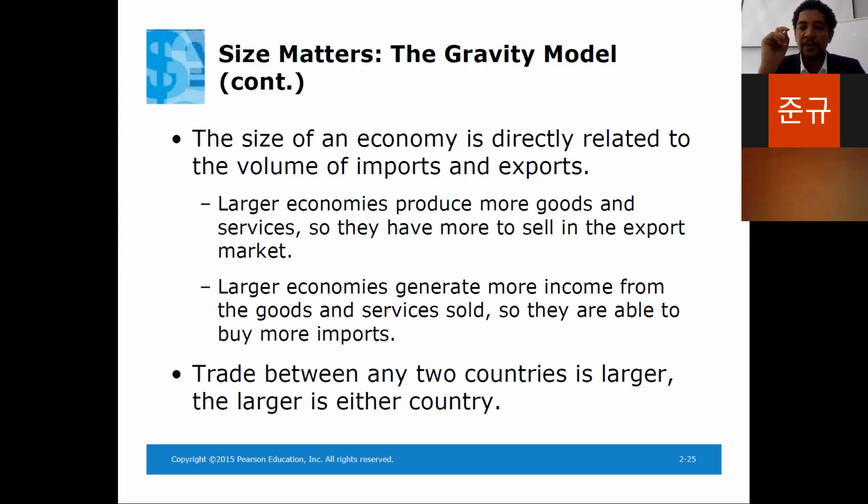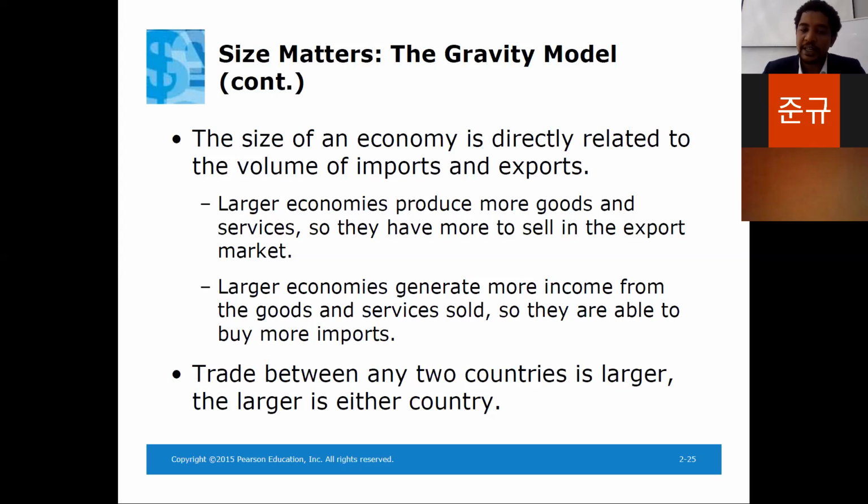Okay, let me explain this simply. When we say imports to a country increase, it means that the living standard of this country is increasing, right? Because now the people are able to buy products from other countries. So when you have high exports, you sell and you have money, which means you buy more imports, because now you have a very good living standard, right? So trade between any two countries is larger.